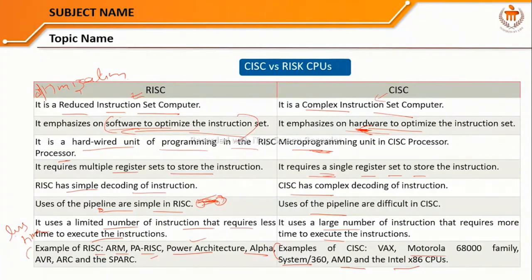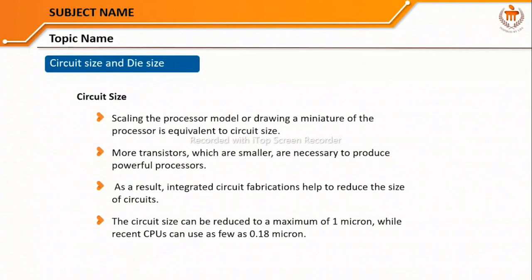it is hardware. Here you are seeing that AMD is hardware, and the Intel CPU is hardware. Here we are talking about how to manage the Power Architecture. It is managed by software. Okay, so here we are talking about the software side. After CISC and RISC, there is another important topic: circuit size and die size.